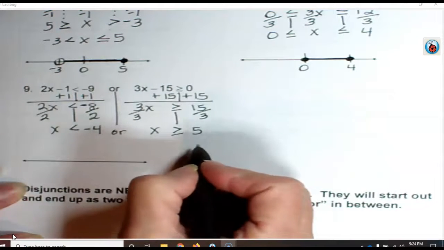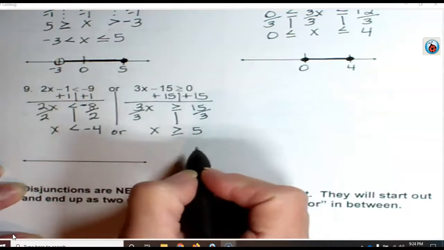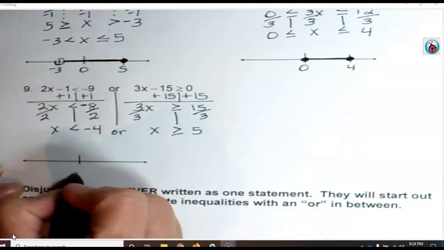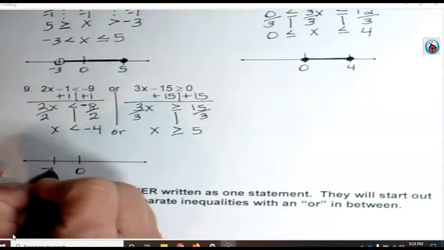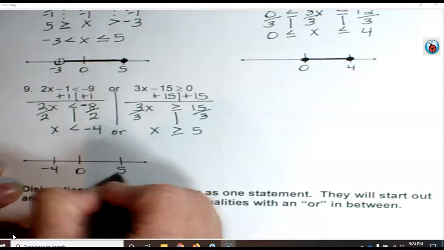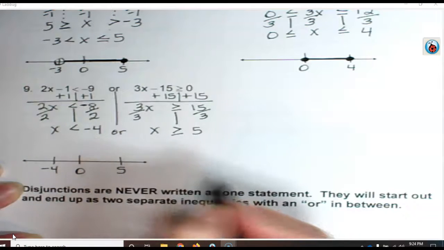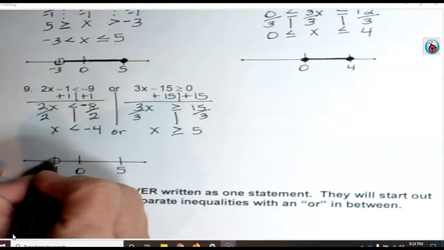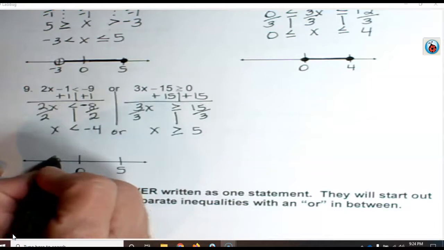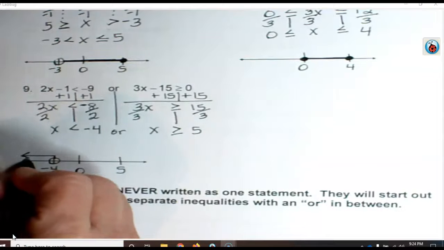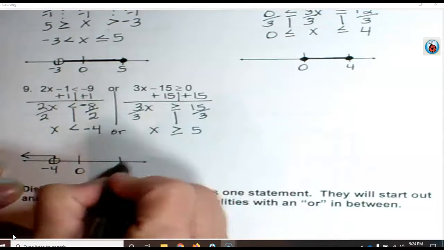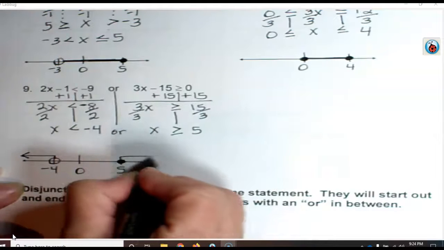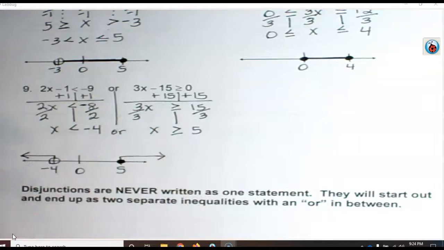Okay, so that's my answer. This is a disjunction. It's an OR statement. So I'm going to come over here and put my 0 down. Got a -4 over here, got a 5 on this side. Remember, ORs don't come together. So I've got an open dot on -4, and that one goes this way, all numbers less than. And then a closed dot on 5, and it's greater than, so it goes in that direction right there.